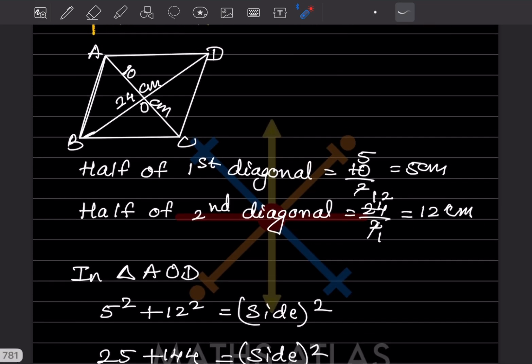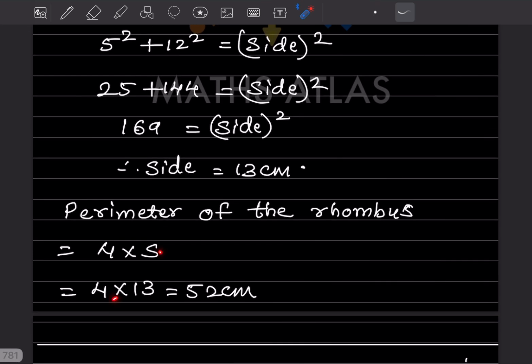So here what we want is the perimeter. Perimeter means these are the 4 sides given. So 4 into S. We got one side as 13 because all are equal sides. So that is going to be 52 centimeter.